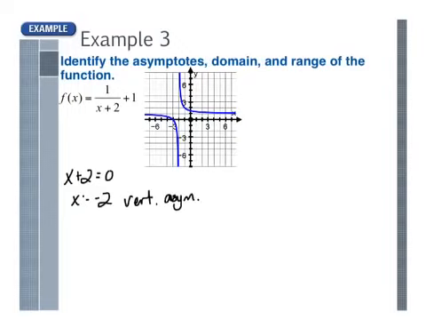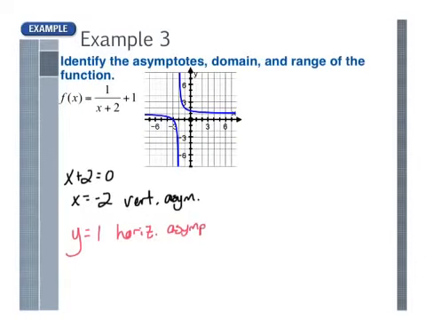Okay? Your horizontal asymptote, I'm going to tell you a little trick this time. Do you see in the equation that you have 1 over x plus 2 plus 1? We didn't have this in our last example. There was nothing there, so you can assume it was a plus 0. So your horizontal asymptote is going to be y equals 1. I'm sorry, I said vertical, I meant horizontal. That's going to be your horizontal asymptote.